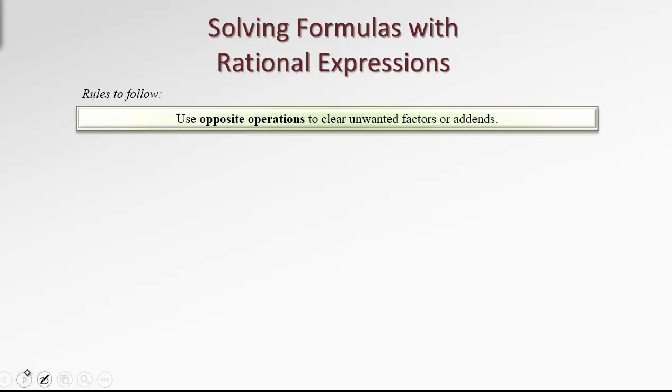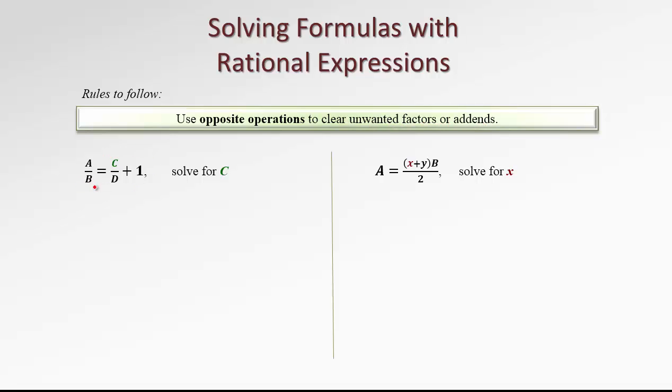In this video, we'll solve formulas that involve rational expressions. When solving formulas for a given variable, keep in mind the following rules. We will always use opposite operations to clear unwanted factors or addends. Let's see the first example.